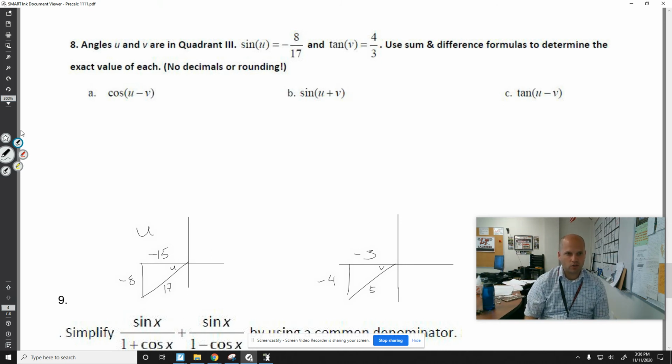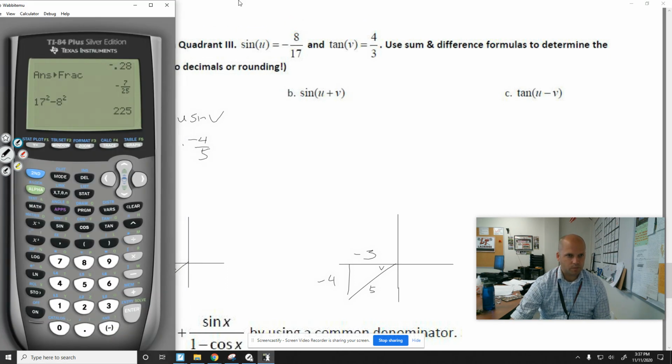If you want to know what cosine of U minus V is, you use the cosine identity: cosine U, cosine V plus sine U, sine V. Cosine U is negative 15 over 17. Cosine V is negative 3 over 5. Plus sine U, negative 8 over 17. Sine V is negative 4 over 5.